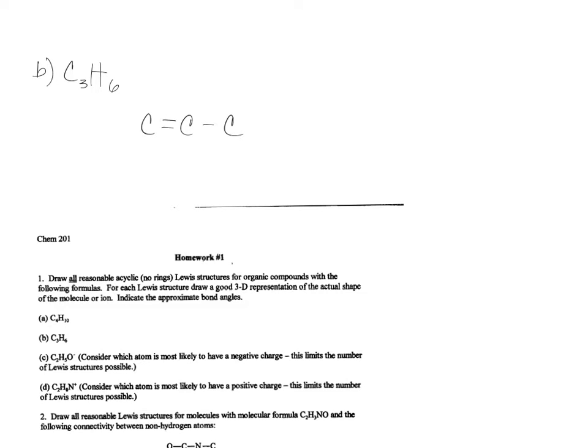That means one of the carbons, either the first or the last, has to be double bonded with the central carbon. Now, when I do that, that means to fill in a total of 4 bonds to get a complete octet for every carbon, I now have 6 hydrogens.